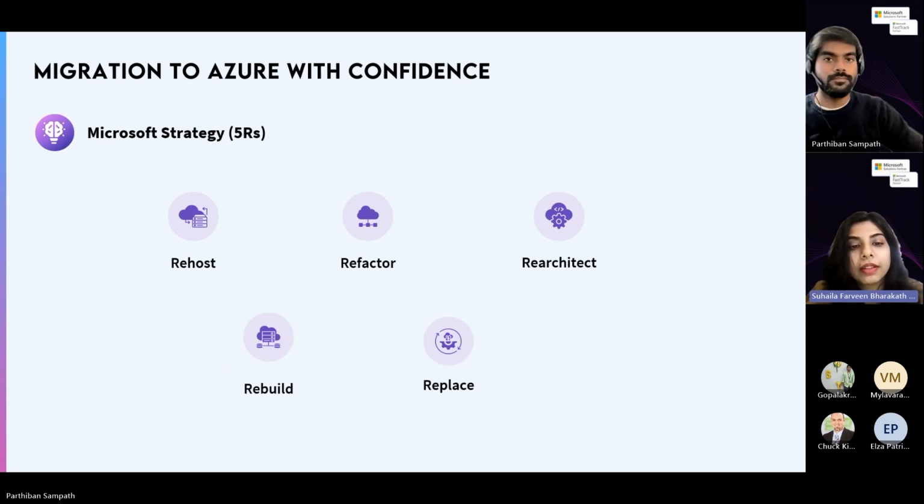And refactor consists of using platform as a service, which I mentioned earlier, like Azure Functions, Azure App Service, and those things to optimize to cloud. And re-architect, so we'll be helping organizations redesign their existing legacy applications to leverage the cloud native advantages like auto scaling and all the new capabilities. And rebuild, so we'll be helping the customer build a new application for the optimized cloud.